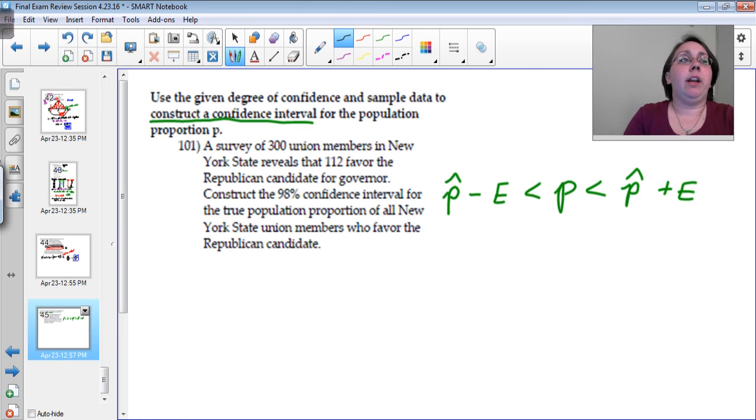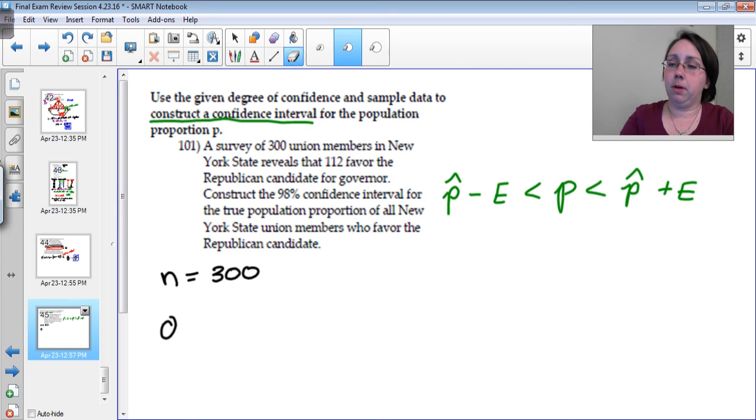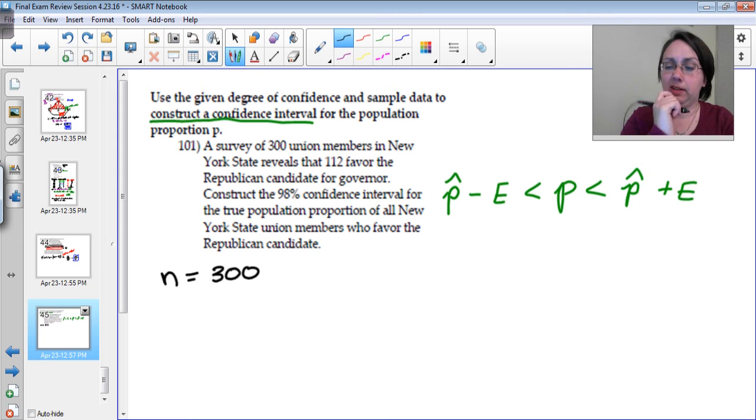Can y'all pull anything out of here? The N, alright, what is N? 300. Okay, what else? Nope, we don't have a sigma. It's an S. We don't have an S. The alpha. Alpha comes from the 98%. What's alpha? 0.02. Okay.